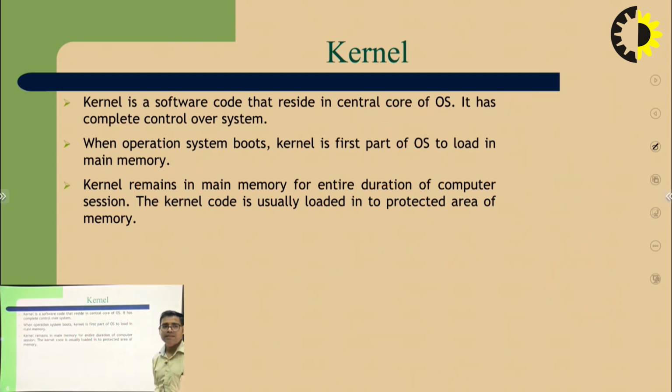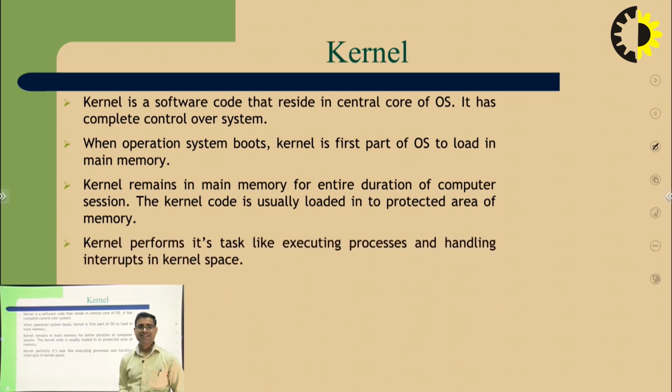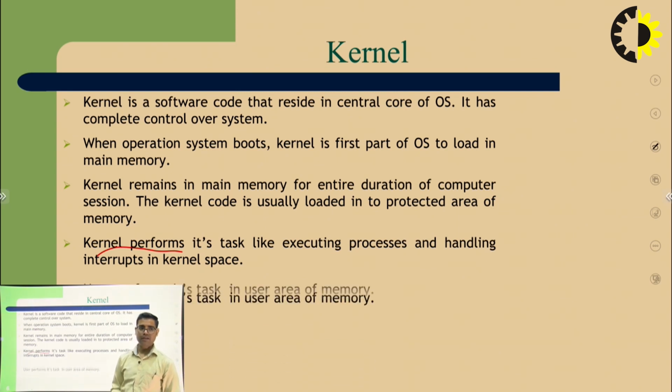So the kernel remains in the main memory for the entire duration of the computer session. The kernel code is usually loaded into the protected area of memory, as I discussed already with you. The kernel performs tasks like executing processes and handling interrupts in kernel space. Suppose an interrupt occurs. All the responsibility of handling that interrupt is the kernel's. So the kernel performs the task of handling the interrupt in kernel space.